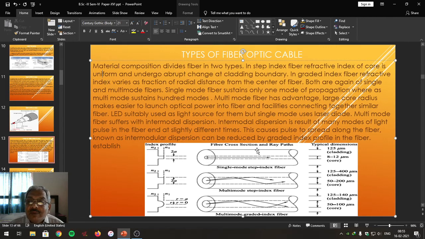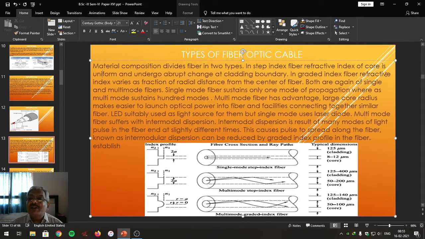So this is what we can call the step index type of fiber, where the refractive index is uniform. There is no change in refractive index from one end towards the other end of the fiber, and it undergoes an abrupt change at the cladding boundary.